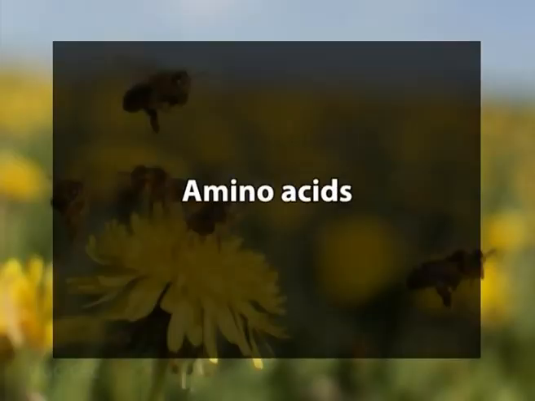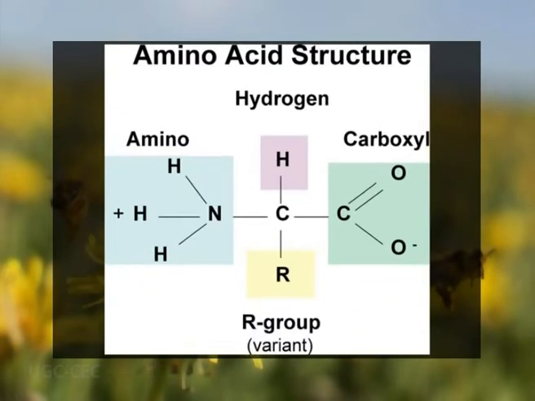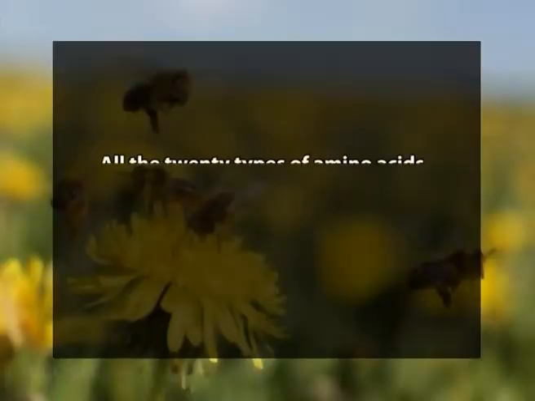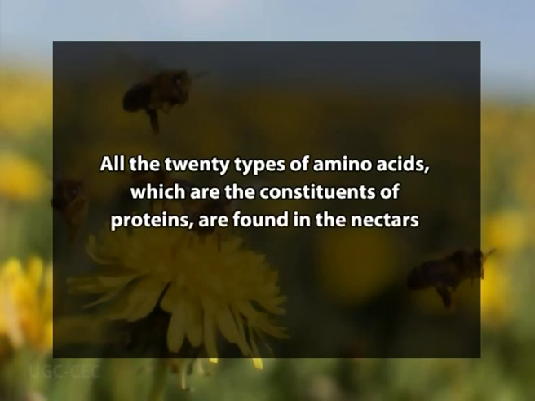Now we come to the second constituent of the nectar, and that is amino acids. The amino acids are also known to be important constituents of the nectar. These amino acids are important for the nectarivorous insects as they are known to be building blocks for proteins. All the 20 types of amino acids which are the constituent of proteins are found in the nectars. However, they differ in their availability in the nectars.